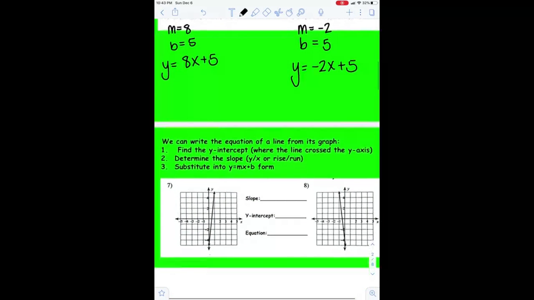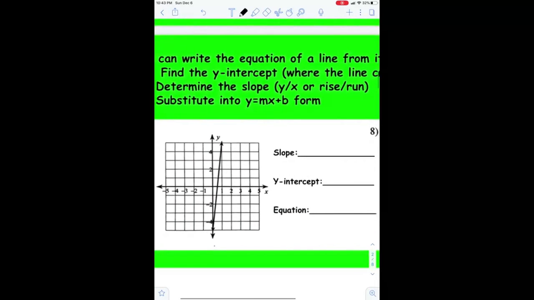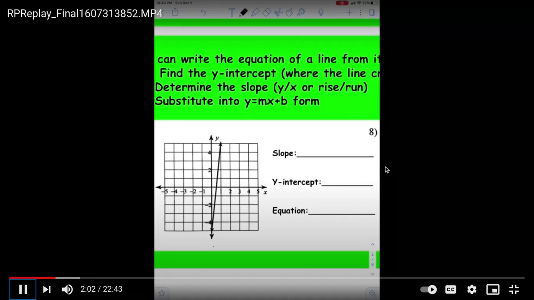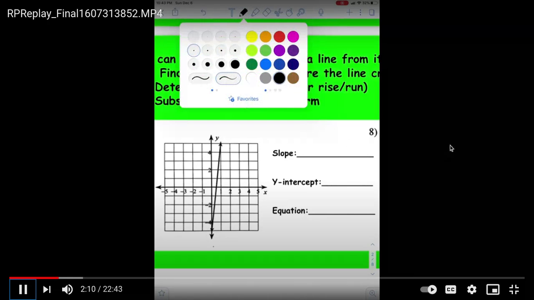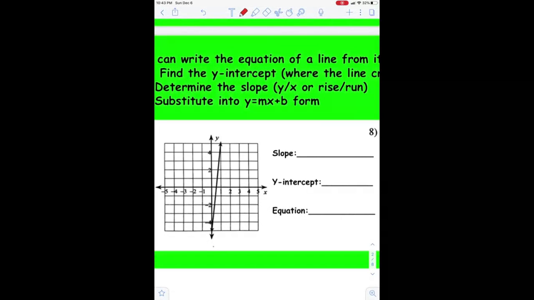So we can do the same thing with a graph. I'm going to zoom in here. You notice this graph doesn't have any points plotted, so I have to find 2 myself. I have 1 point here at negative 5, 0, and at 1, 5. I'm going to use those 2 points. I'm going to plot them real quick.